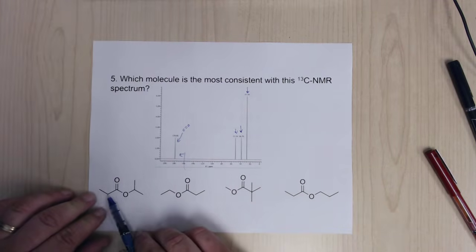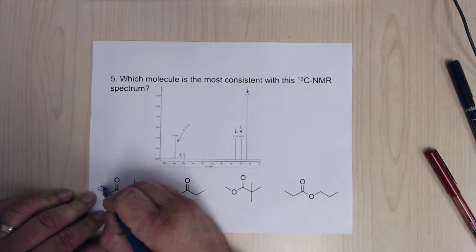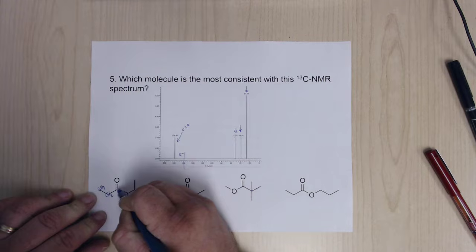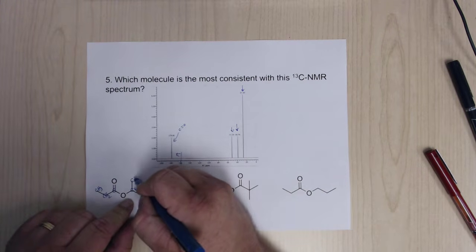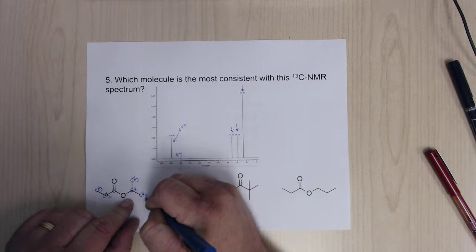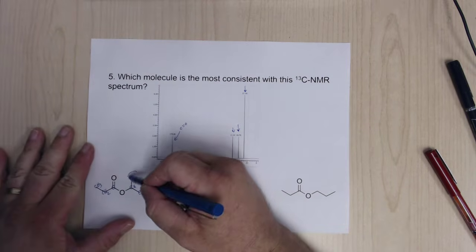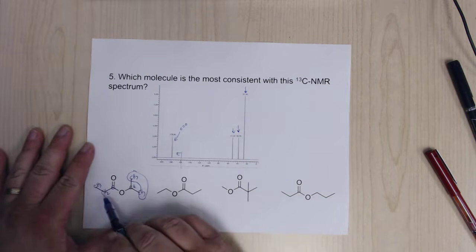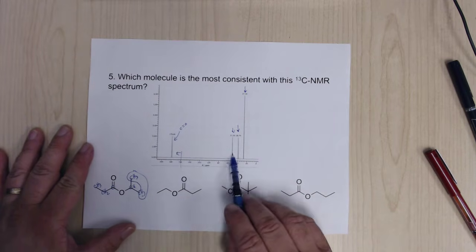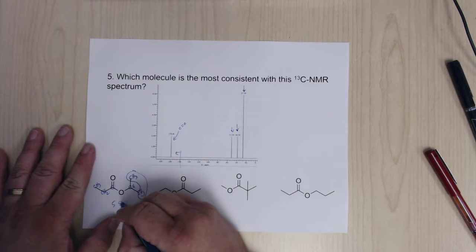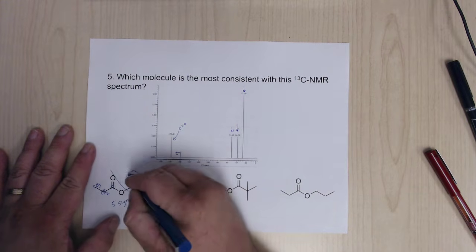So for here, you would get a signal from that CH3, CH2, C. That wouldn't show up. This would be a CH, and then this would be a CH3, CH3, but because you can rotate it in space, these are actually equivalent to each other. So this one would have 1, 2, 3, 4, 5 signals, but we only need 4. So it can't be this.